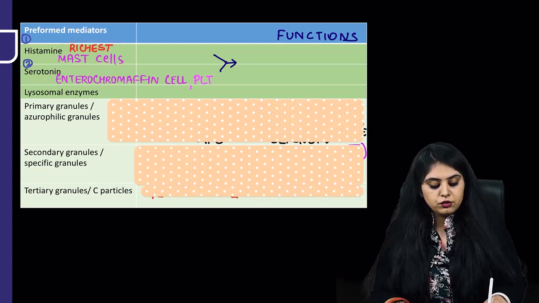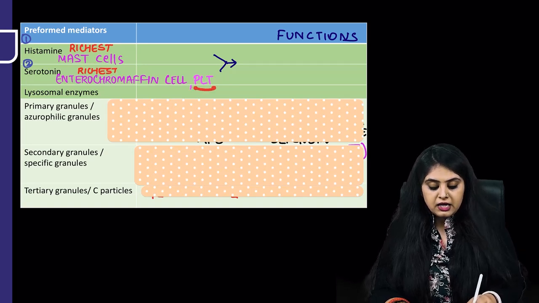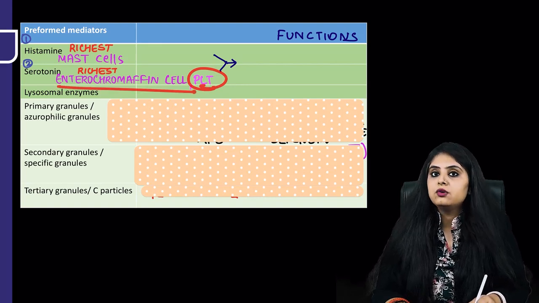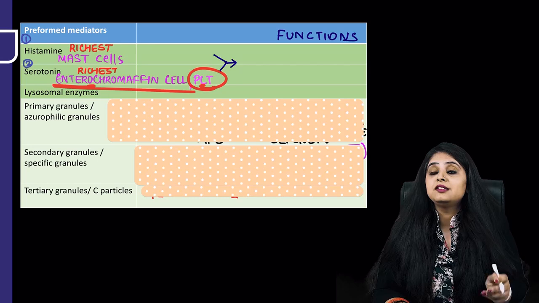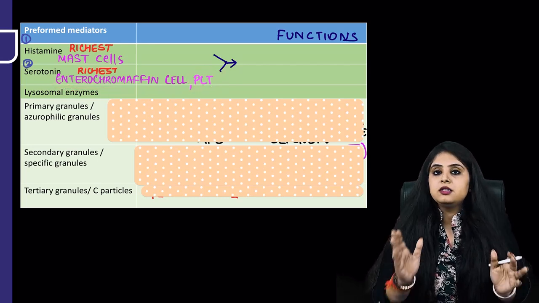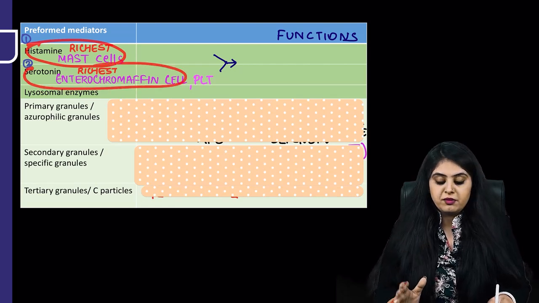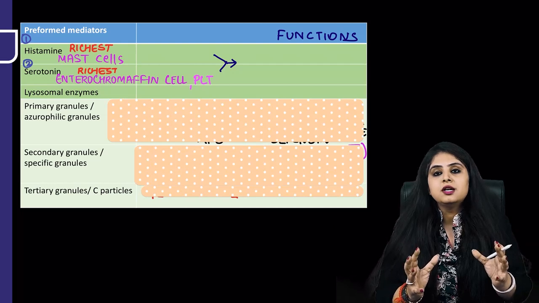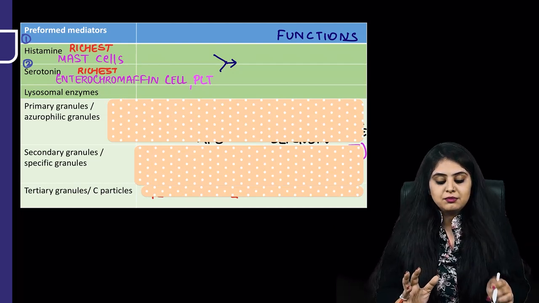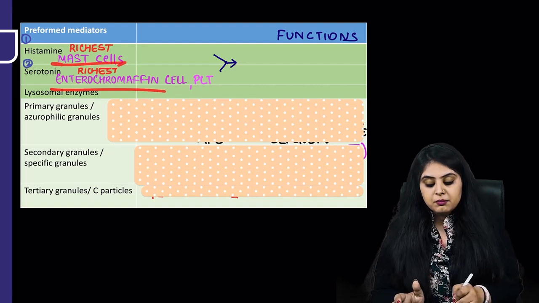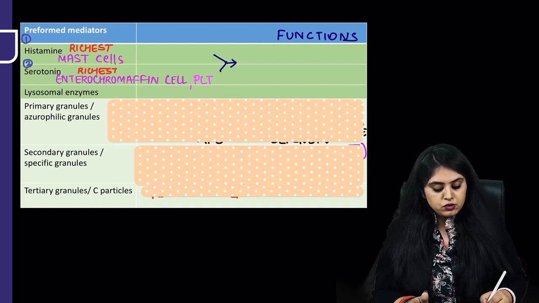Serotonin, what is the richest source for serotonin? Earlier the richest source was said to be platelets, but now the richest source is said to be enterochromaffin cells. The entero word tells me these are present in the intestine. Repeating, the richest source of histamine is mast cells, the richest source of serotonin is enterochromaffin cells. Their sources are different, but I call them cousin brothers. That means the parents are different, but they will be best friends and they will do the same job all throughout.